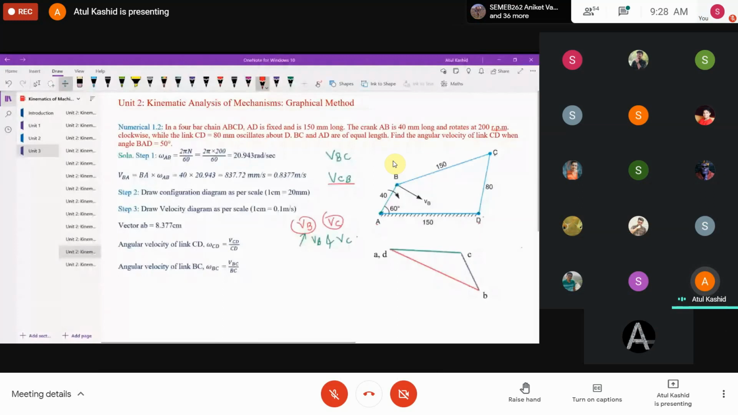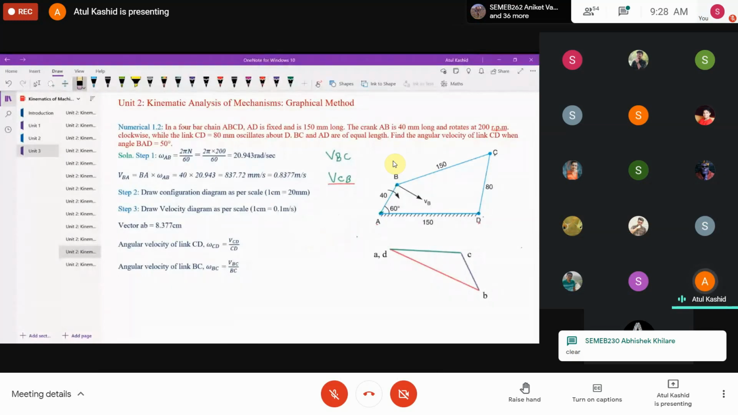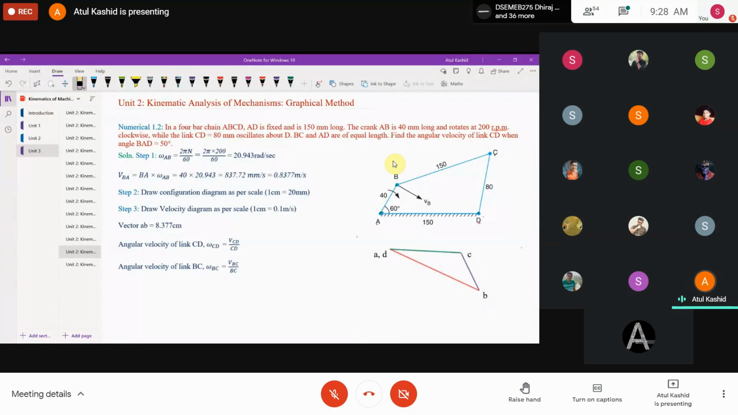Okay, now don't forget these things. Whatever I told you, don't forget these things. So first, we have to identify the fixed points, then we have to identify the absolute velocities, right? And then we have to identify the relative velocities. Now, when we start drawing the velocity diagram, it is very important to identify the fixed points. So we have point A and point D as the fixed points, right? So they are not going to move.